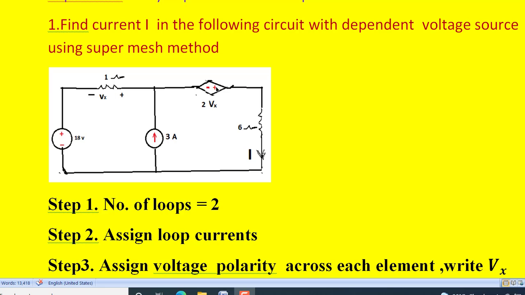And here there is a dependent voltage source with polarity like this: this is minus and this is plus, and its value is mentioned as 2 into Vx. This is in series with a 6 ohm resistor, and the current flowing in the 6 ohm resistor is considered as I amperes. So we want to calculate what is the current flowing through this.